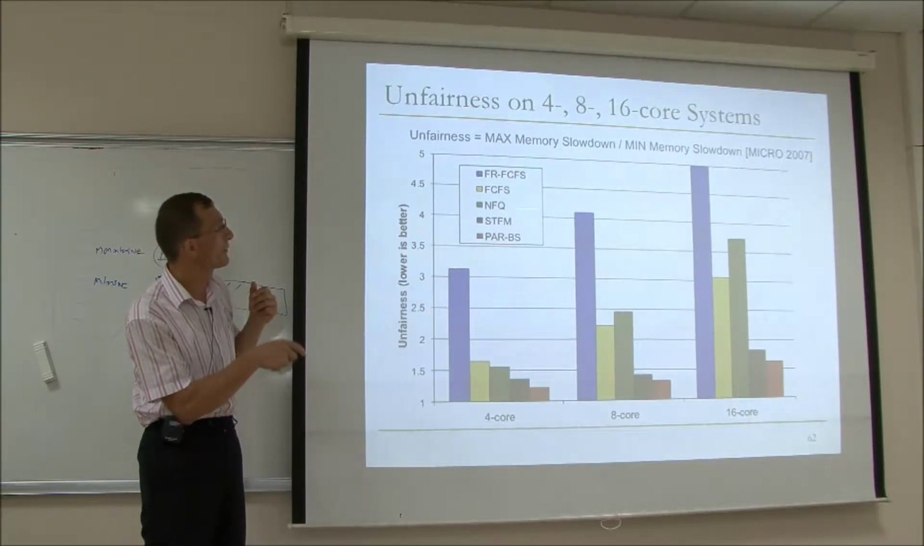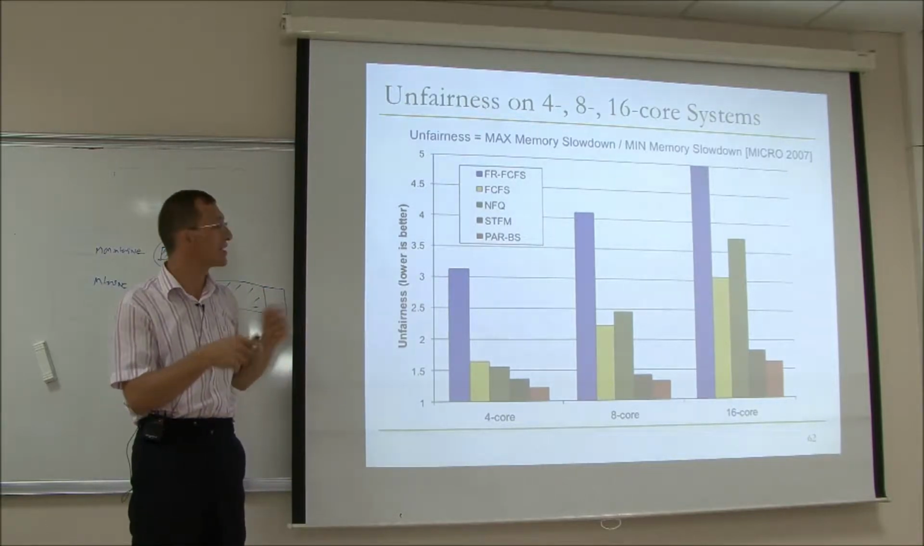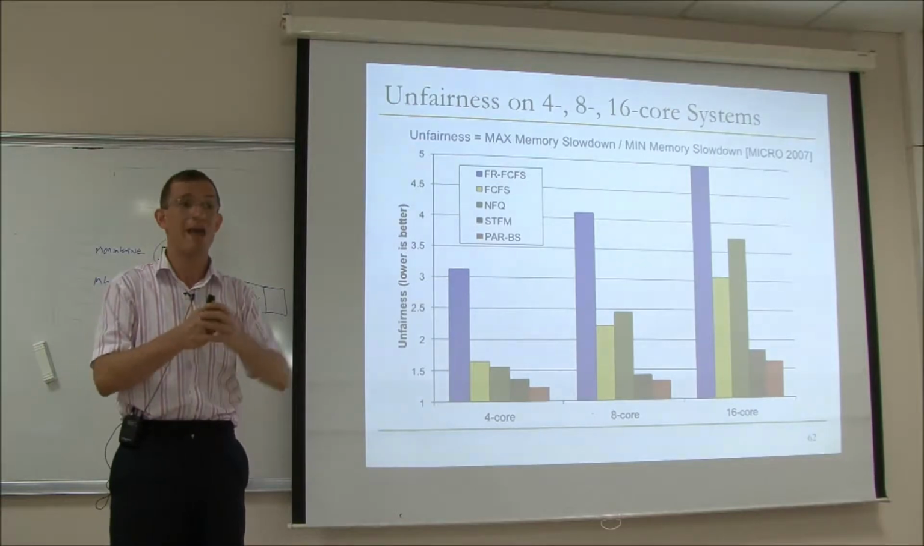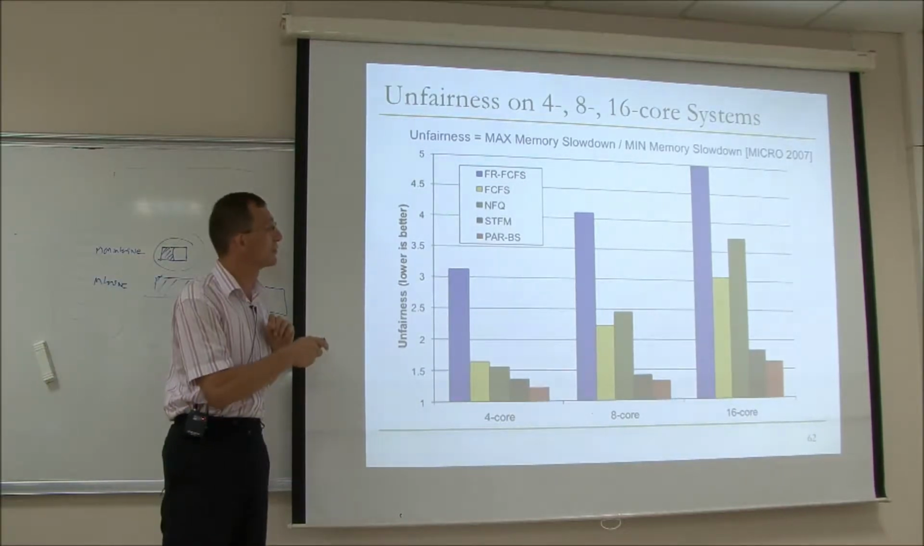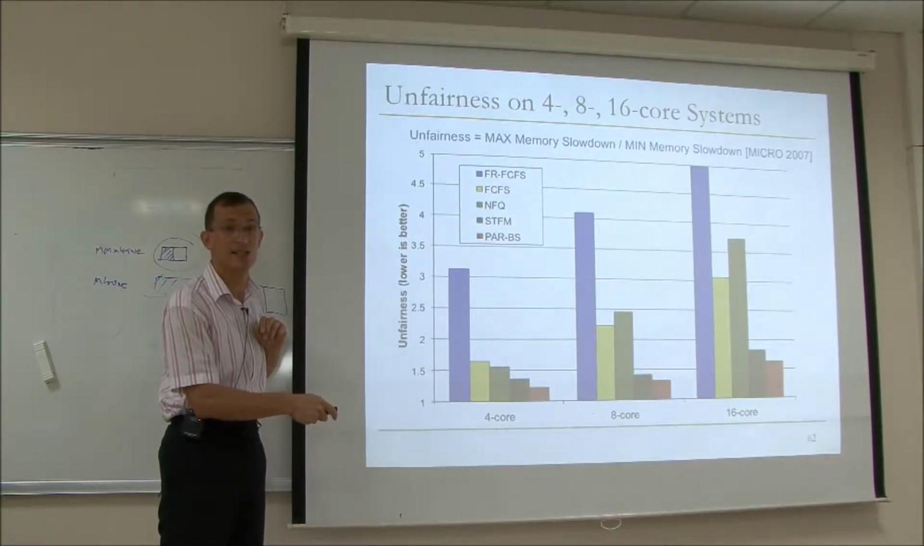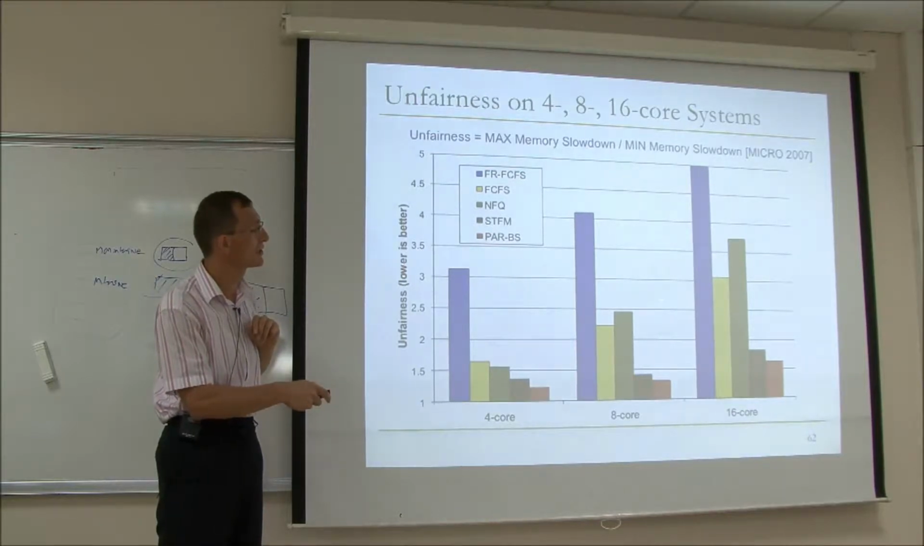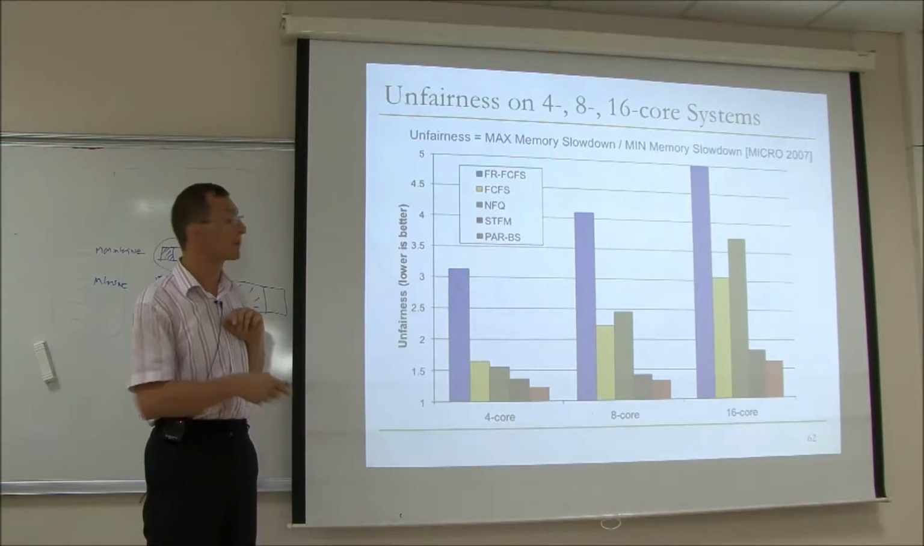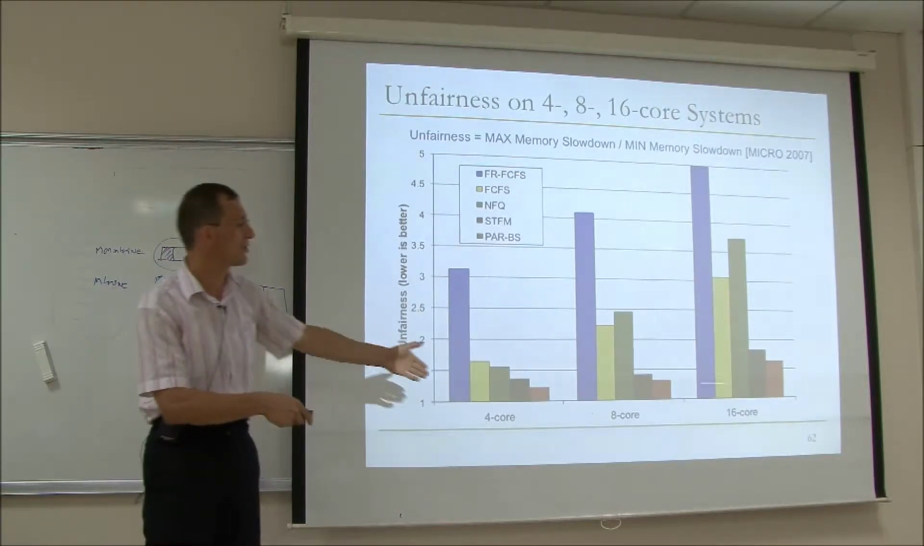Network fair queuing actually doesn't solve the problem because it's not aware of this bank level parallelism, as well as not aware of the banks itself. And stall time fair memory scheduling reduces unfairness significantly compared to these past schedulers. And parallelism over batch scheduling reduces unfairness even more. And that's consistent across different types of systems.